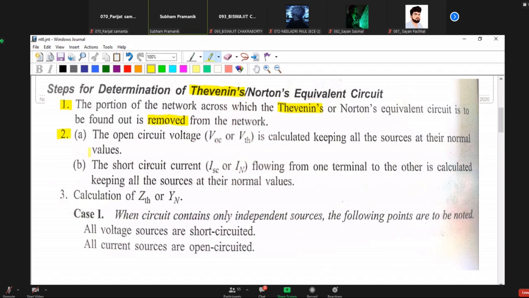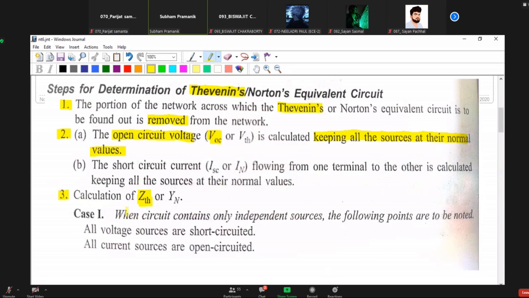Second point, the open circuit voltage or VOC is calculated keeping all the sources at their normal values. We did that. We saw two simple examples where we found VOC or open circuit voltage by keeping all the voltage sources and current sources intact. Third step is calculation of ZTH.